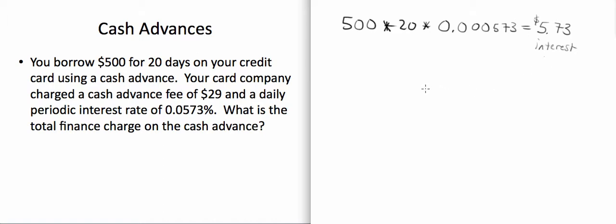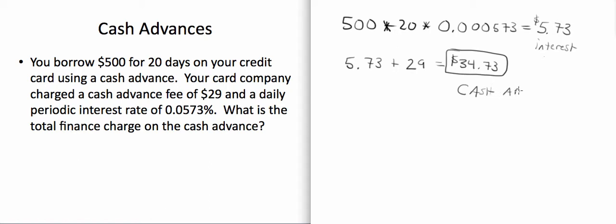And then to figure out our total finance charge, we add $5.73, our interest, plus our advance fee, which gives us an answer of $34.73. This becomes our cash advance finance charge. So this would be the answer we were looking for. We take our money, 500, times the days times the rate, and then add in our fee, and we get our final answer.